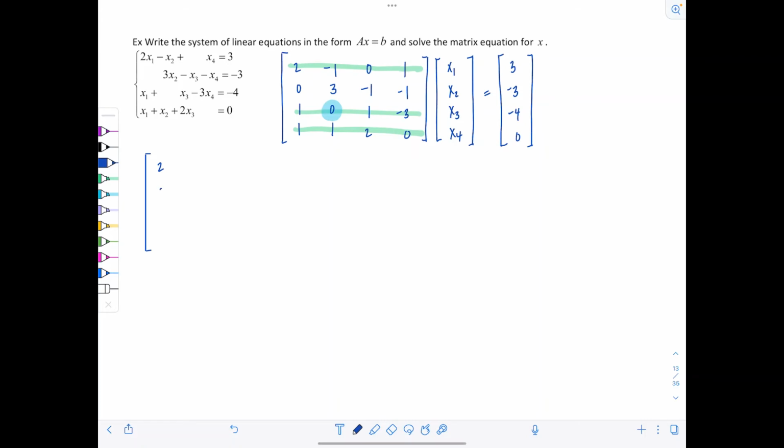I'm going to write the augmented matrix first. 2, 0, 1, 1. Negative 1, 3, 0, 1, 0, negative 1, 1, 2, 1, negative 1, negative 3, 0, and 3, negative 3, negative 4, 0. Okay, so first thing we decided we were going to interchange row 3 and row 1.